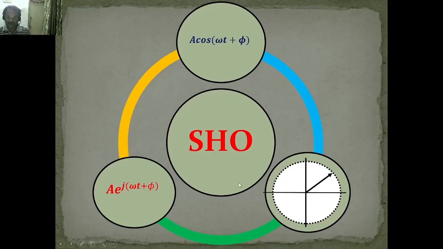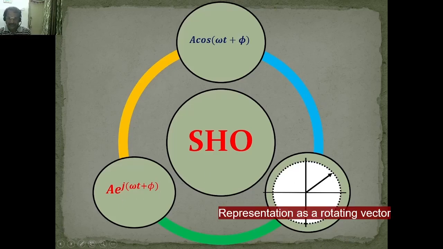So this is how we can summarize. We have a simple harmonic oscillator and we have a trigonometric function which represents the solution, a cos omega t plus phi. To make life simple, we can use the algebraic equation e power j omega t plus phi, the complex notation, and its representation in the form of geometry.